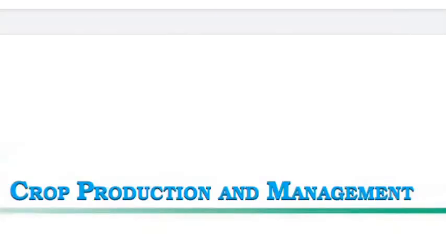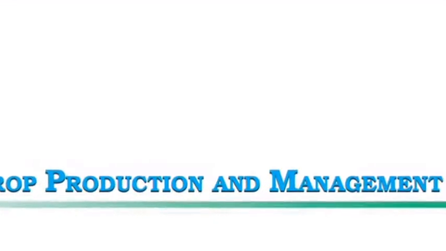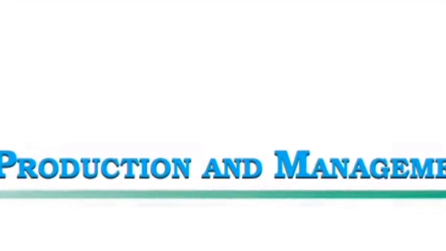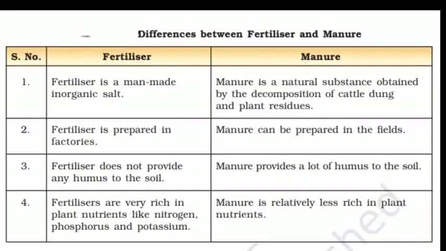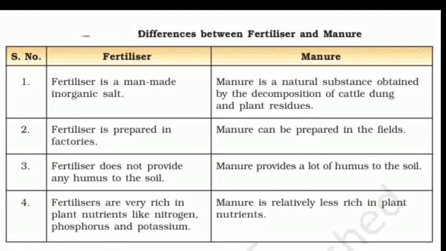Hello, children. Next part of our chapter, crop production and management. And after this, we have adding manure and fertilizers. Now, what do we mean by manure and fertilizer? Manure is something that is naturally found. Let's see the difference between the fertilizer and the manure.